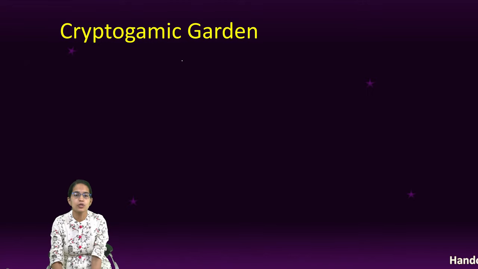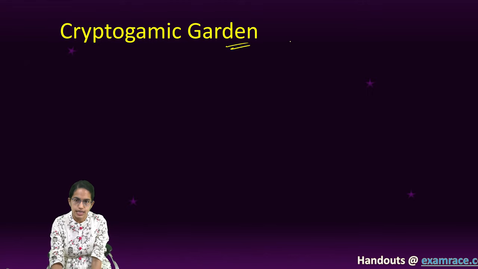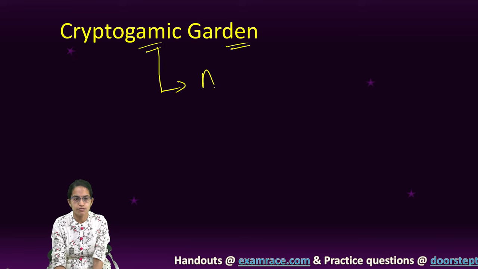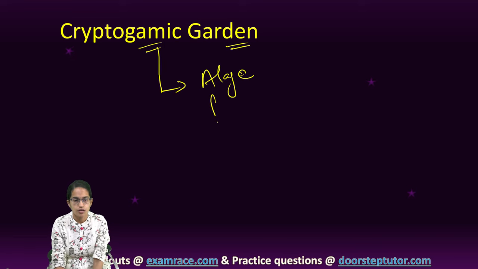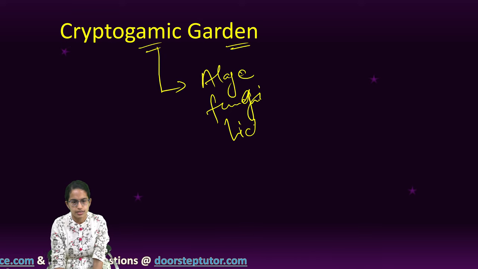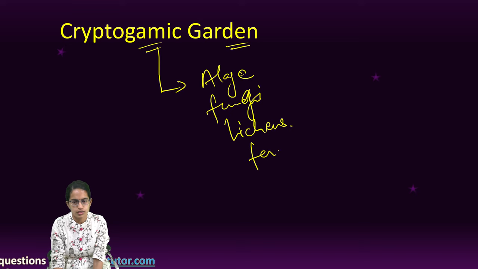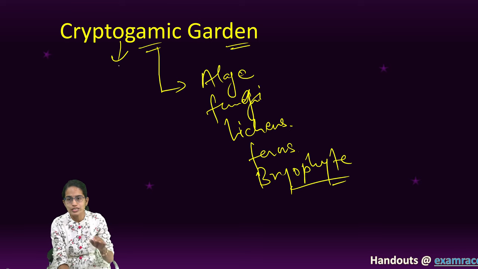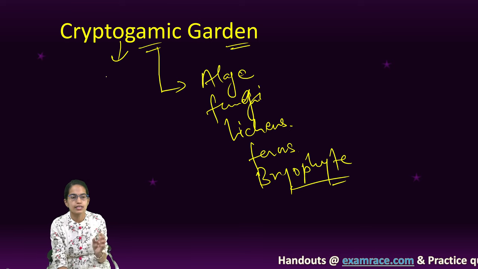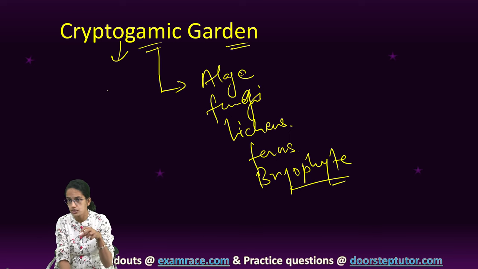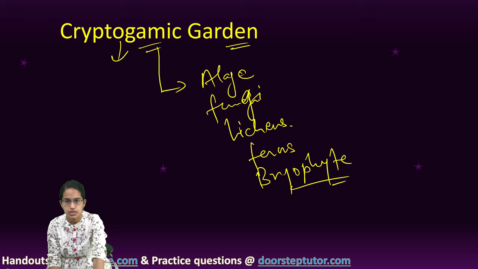The next is Cryptogamic Garden. This has been started in Dehradun district in Uttarakhand. Cryptograms, what are they? There are five classifications: algae, fungi, lichens, ferns, and bryophytes. All of them are classified under cryptograms. What are cryptograms? They are non-seed, non-flower plants, and therefore they are known as plants which do hidden reproduction. They are one of the oldest species, seen from the Jurassic era.